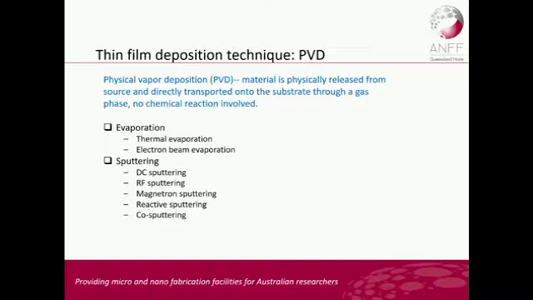One is the evaporation process, usually also called vacuum evaporation, because evaporation is carried out in a high vacuum environment. Another one is sputtering. There are lots of techniques for the sputtering process, like DC sputtering, RF sputtering, magnetron sputtering, reactive sputtering, and cold sputtering.